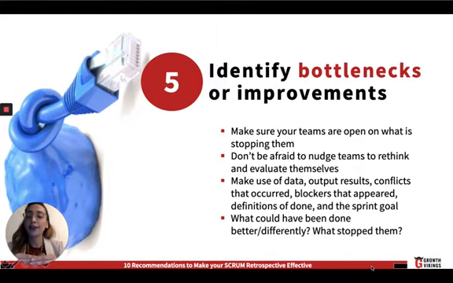If they're having some challenges identifying these bottlenecks, make use of data. The output or the product results, make use of blockers or conflicts that emerge in the sprint that can shed light into what are some possible bottlenecks. Nudge the team. Be prepared to do so too. Ask them what we could have done differently or better. What stopped us? Dig deep into it.